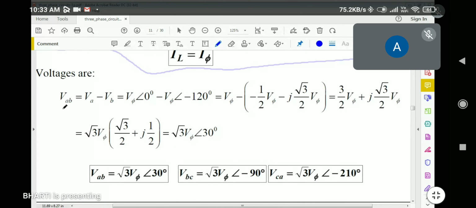Now we say VAB, you know which voltage that is. That will be A minus B. That means there is V phase angle 0 minus VB, which is V phase angle minus 120. Is it clear to everybody? Now we take V phase common. It will be V phase times one minus minus 120, that is 1 by 2 minus j root 3 by 2 in terms of its rectangular components. That means it will simply be root 3 by 2 plus j 1 by 2, or it will be root 3 V phase with an angle of 30 degrees. Is it clear?